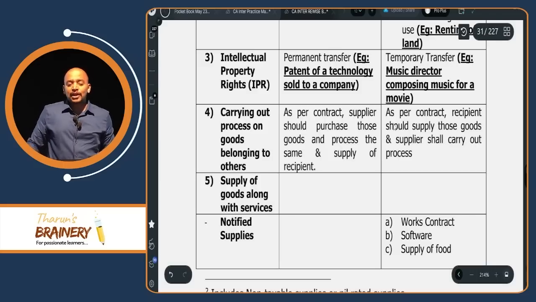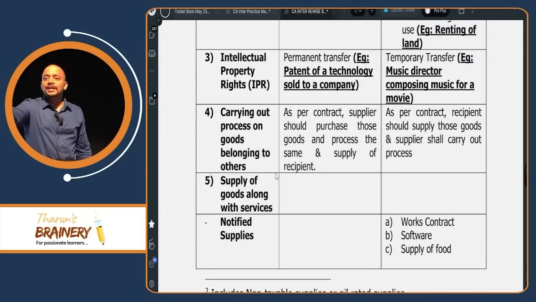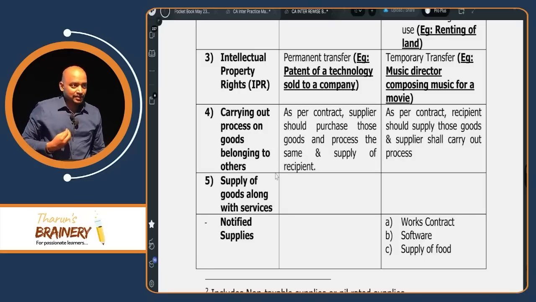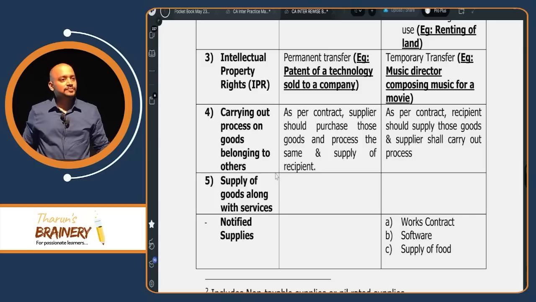Then carrying out process on the goods belonging to other person. Listen carefully. I am a tailor. You give me cloth. I do the stitching and I return you the garment. Now the major material is what?